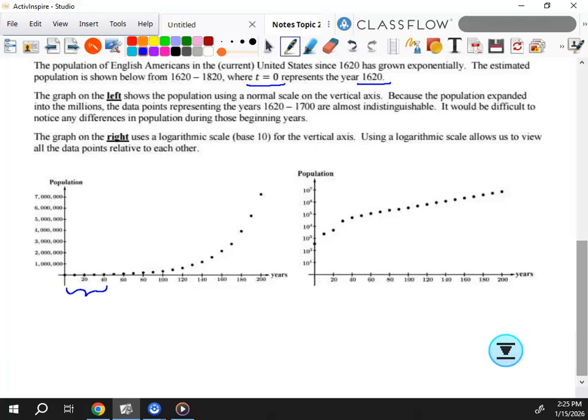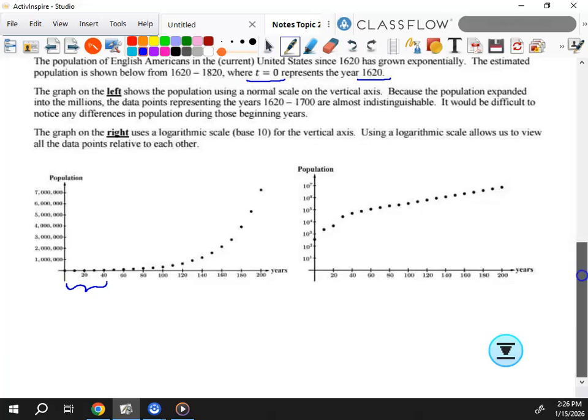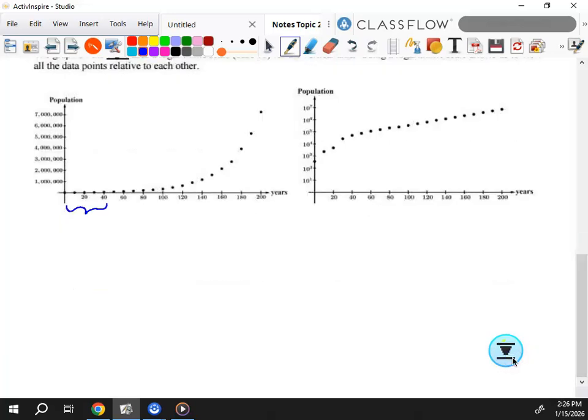Okay, then the graph on the right uses a logarithmic scale. This is where things change for you. Our x-axis is still spaced out like we've been doing our whole lives of graphing, but the y-axis is not. This is 10 to the first, 10 to the second, 10 to the third. So that means this is 10, 100, 1,000, 10,000, 100,000. Do you see how it's not spaced evenly, right? And so that axis is logarithmically scaled.